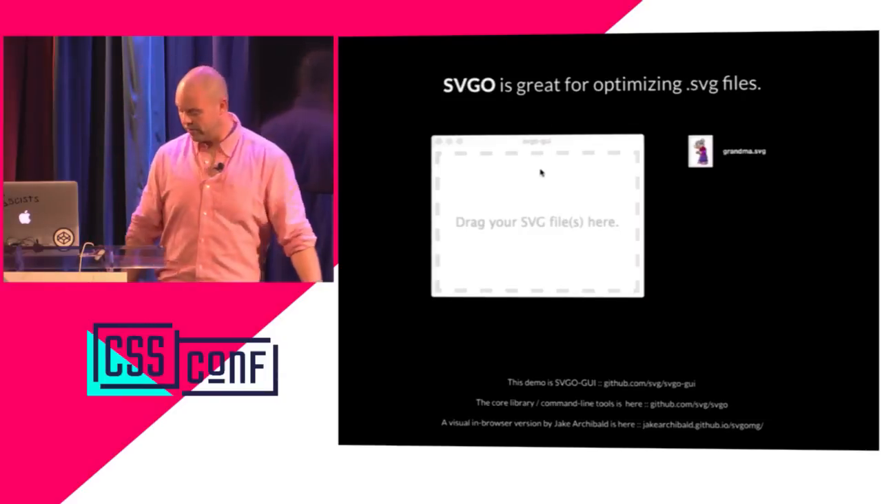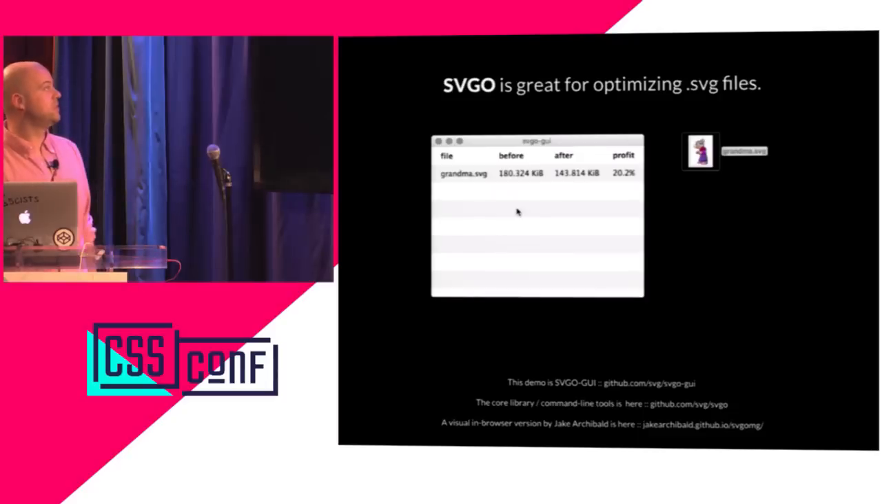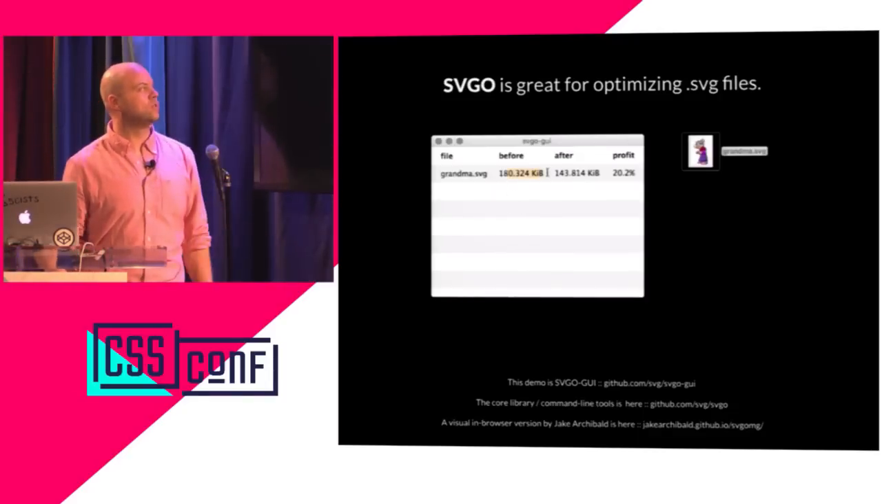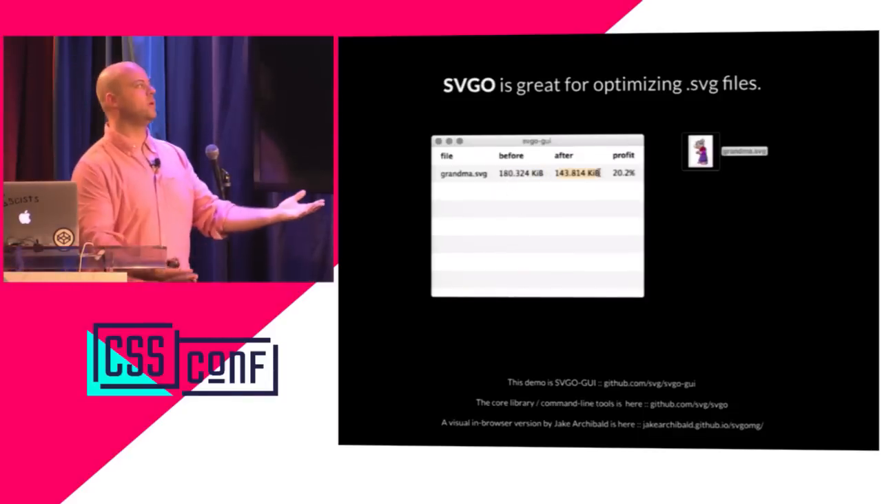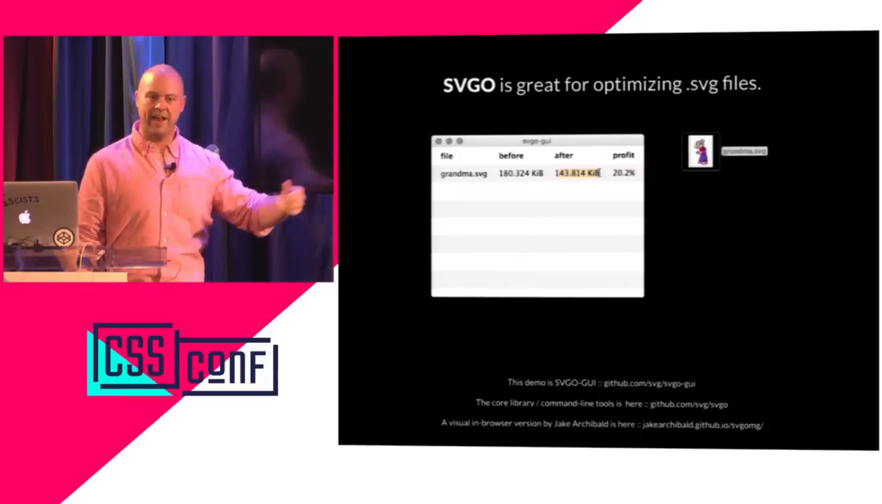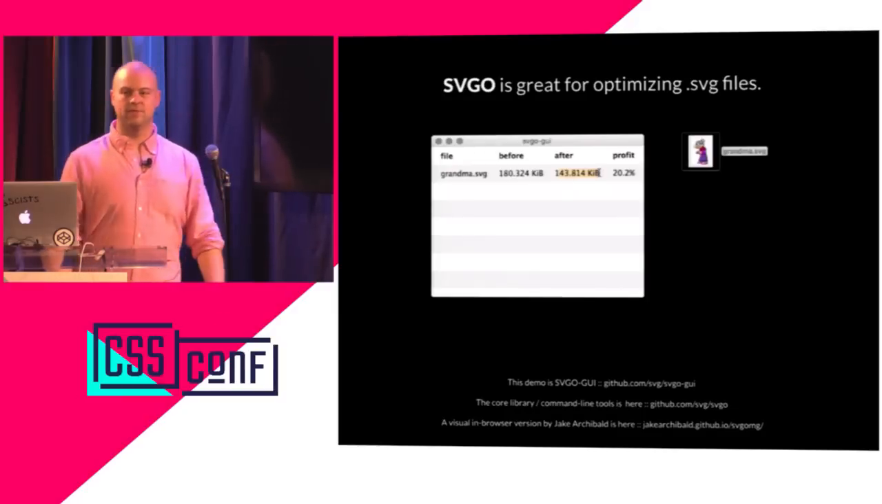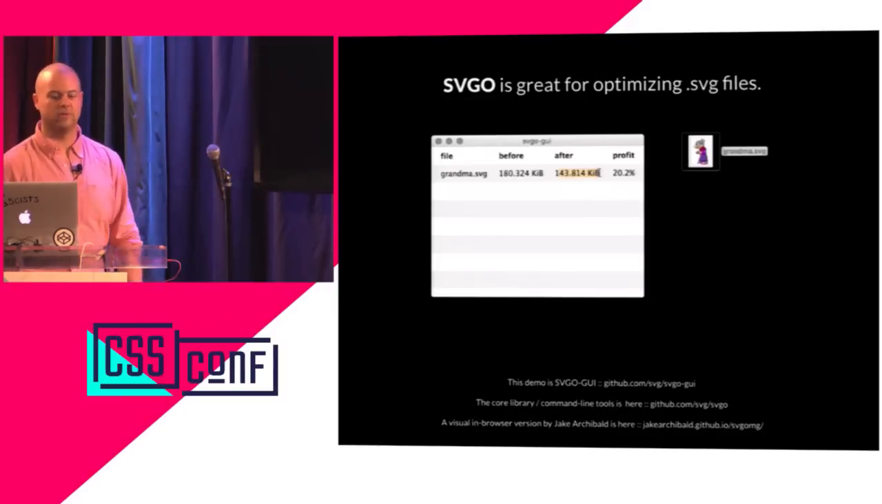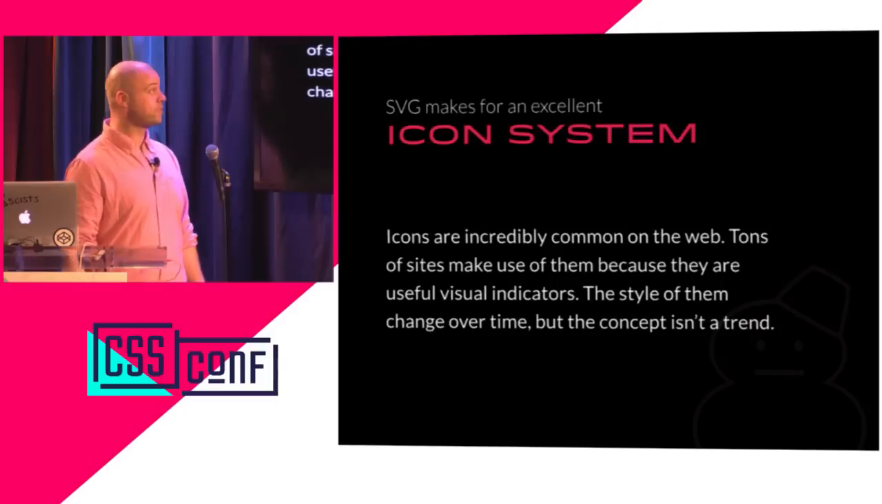This is just the graphical version of SVGO. There's a bunch of versions of it, but we drag grandma on there and we get 20%, presumably without it looking any different than it did before. So it's very compressible just with that, then with gzip, and the fact that it's efficient anyway. It's a super efficient format for the web, which is kind of great.